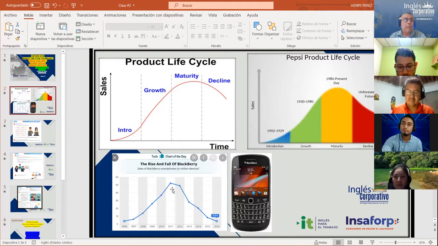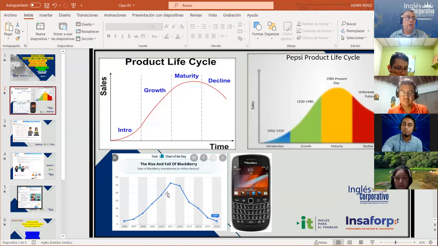But as you can see, this is a product that saw its introduction and it grew. The growth was a great peak, until it reached maturity. Remember, you have sales here and then you have time at the bottom, the time frame. And it met its match in 2012 and it drastically declined. In four years, BlackBerry pretty much was non-existent. It existed from 2006 to 2011. Five years it grew, and in four years, boom, it went downhill.